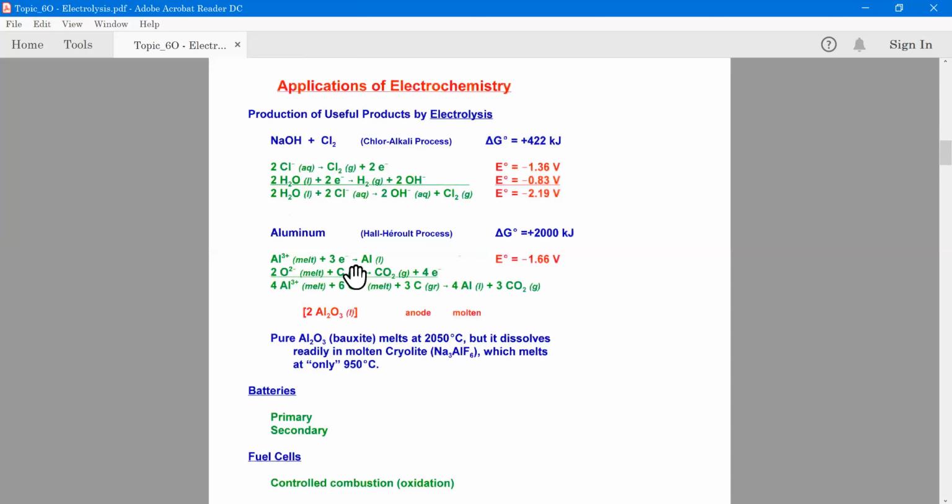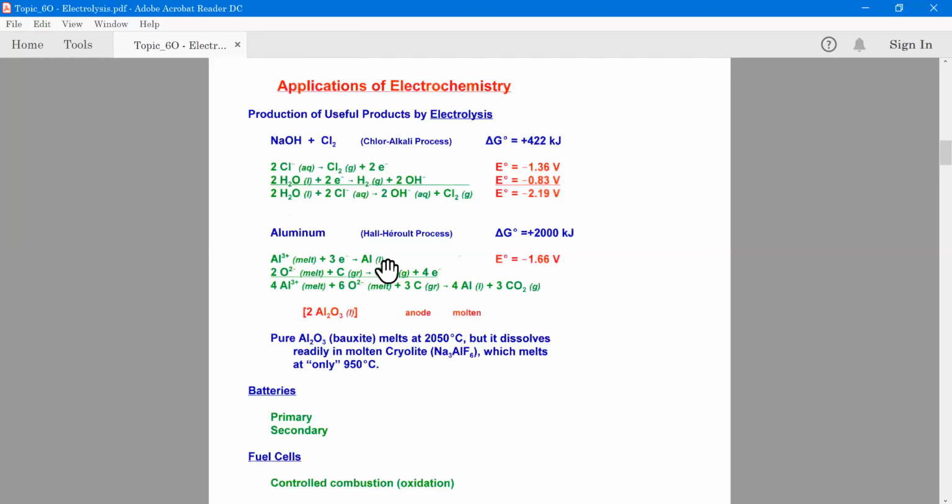And it turns out that in order to keep something from reacting further, you have to have something that's virtually chemically inert, like graphite, at such a high temperature of 950 degrees C. And so, unfortunately, the product that forms when oxides react with the carbon is CO2, plus 4 electrons.